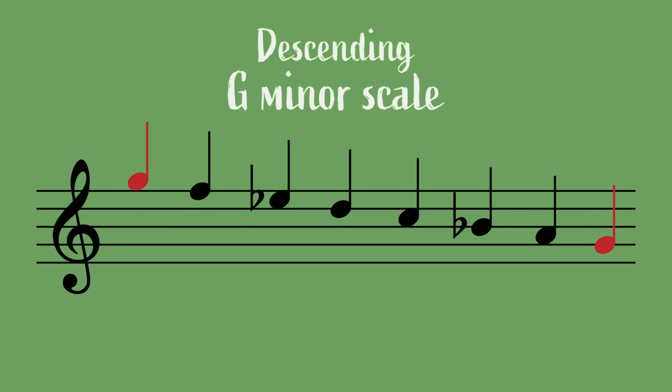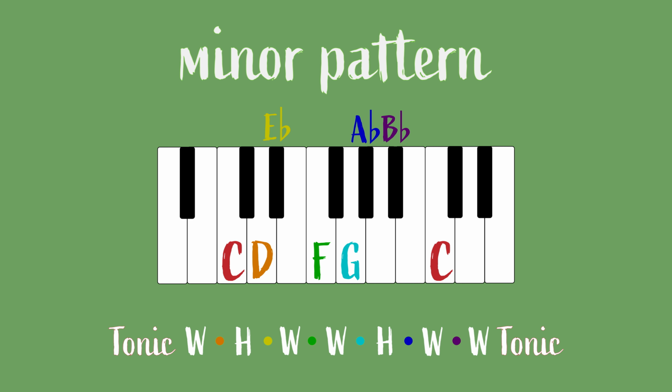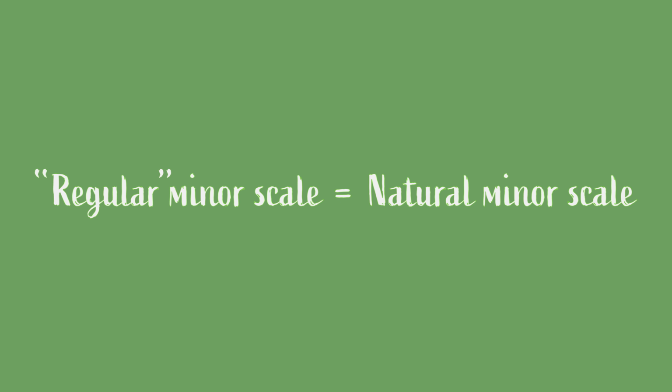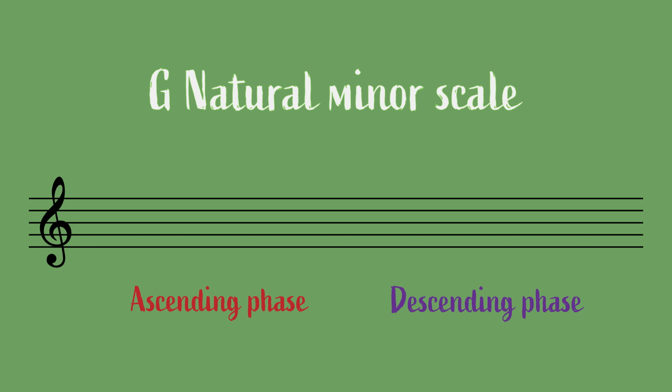Okay, so that being explained, we can start talking about the main stuff. What are the differences between a natural minor scale, a harmonic minor scale, and a melodic minor scale? As I said during the first episode, the minor pattern is like this. By respecting this pattern, I told you that you can construct any regular minor scale possible. But actually, with the word regular, I was referring to natural minor scales. This is like the default minor scale. We don't say natural all the time, but if no other term is specified, we will always assume that we talk about natural minor scales. And as a reminder, here's how the G natural minor scale sounds, playing both the ascending phase and the descending phase.